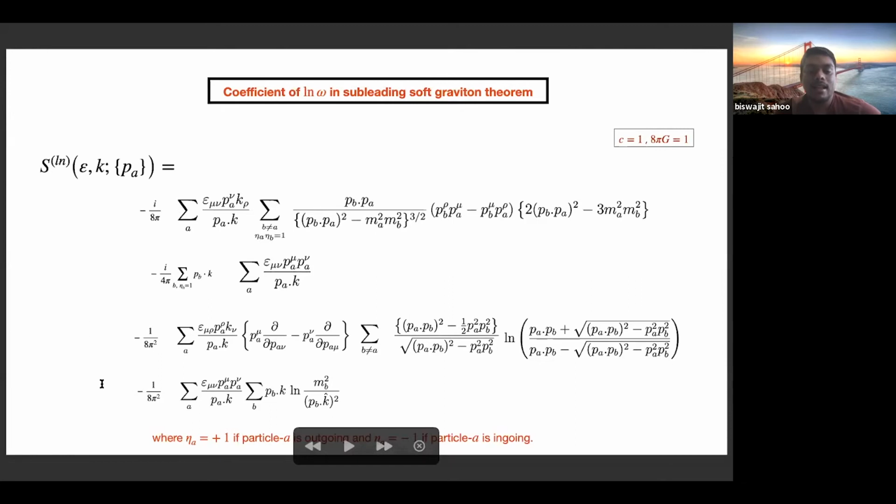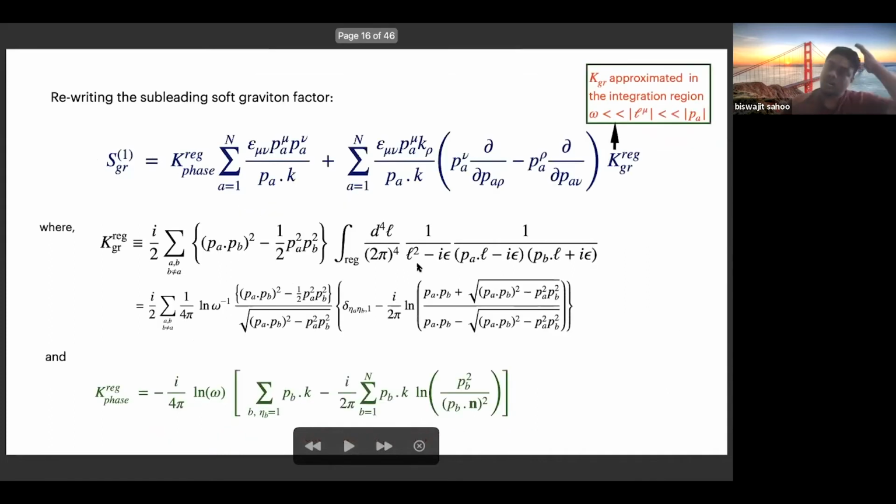On the other hand, for the last two terms, there is no constraint of incoming or outgoing. So even if particle A is incoming and particle B is outgoing, these terms are still non-vanishing. And this is the full log omega contribution. Now I'm going to tell you that I can write this result in a different way, and this gives a very good observational point.